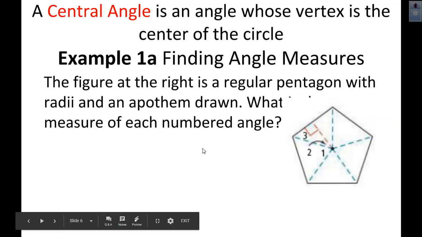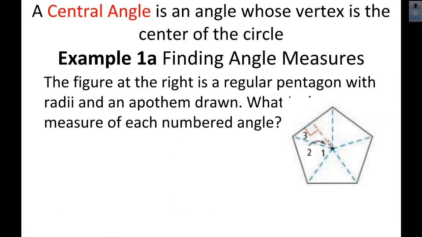All right, central angle. This is a term we're going to use a lot in the near future. The central angle is the angle that's formed between two radii as it goes around the circle. Like we said before, a circle goes all the way around, so the sum of these measures should be 360. The figure at the right is a regular pentagon with the radii and the apothem drawn. What is the measure of each numbered angle?